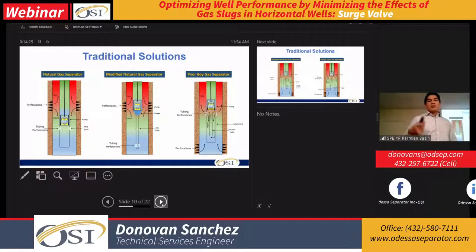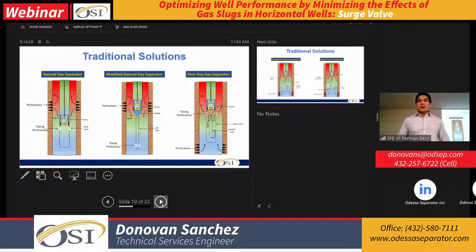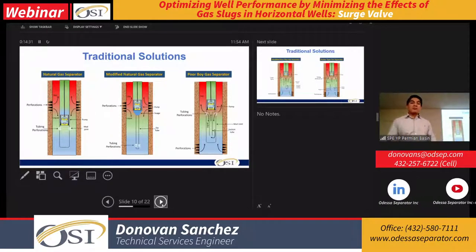Then we have our poor boy. As you can see from this picture, the poor boy is used when you cannot go below the perforations.